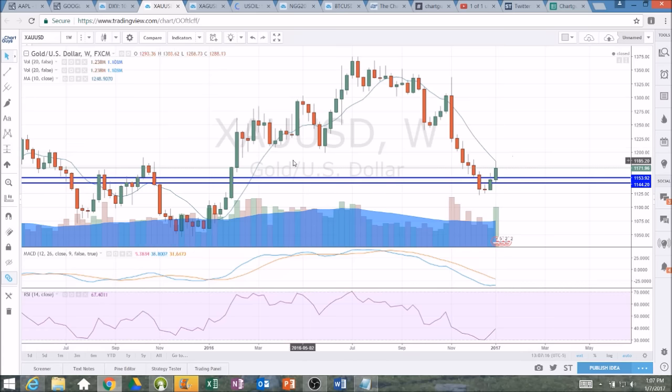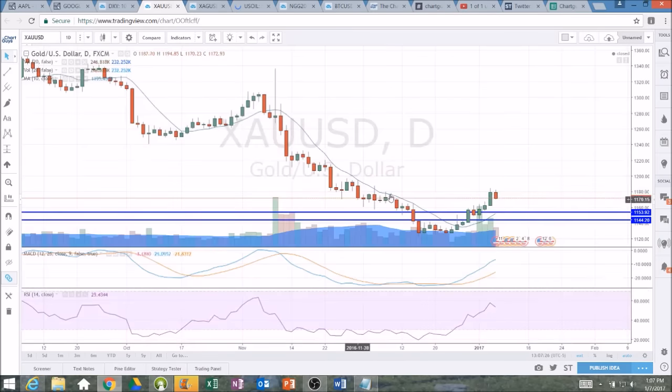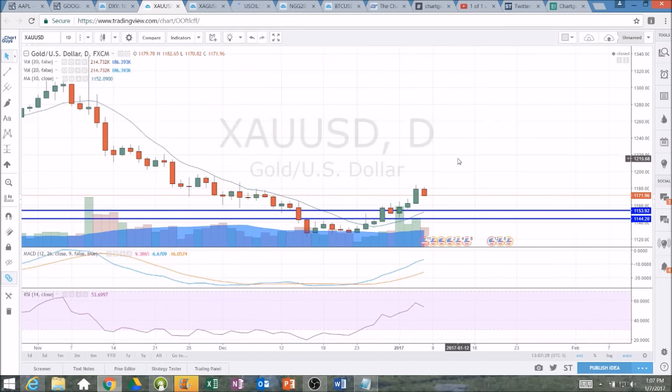1200 would be a tough level because you can see it acted as support here multiple times. It's a nice round psychological number. So if we pull back, I'm going to be looking at the 10-day moving average support to be tested, for the bulls to hold it, and then for the bulls to head to 1200.